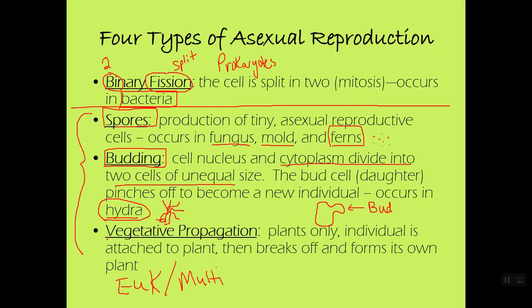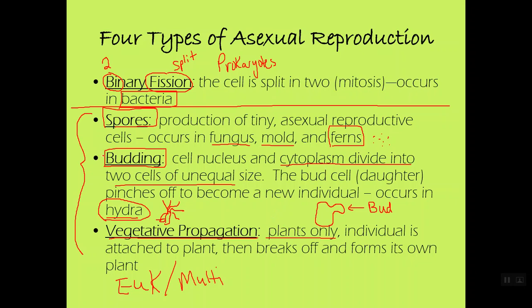And then the last one here is vegetative propagation. This is exclusively in plants. If you have ever broken off a plant, or a storm has knocked part of a plant off, and you plant that piece of it independently, it can grow to become its own organism. That's also considered asexual reproduction, and it's mitosis, right?